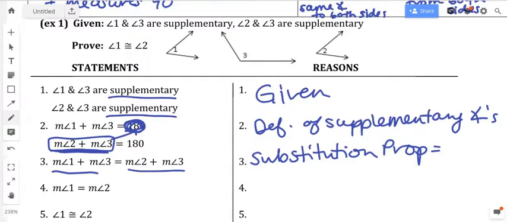Step 4 says measure of angle 1 equals measure of angle 2. So we want to ask ourselves what happened there. How did we get that? If you look at step 3, notice there was the measure of angle 3 on both sides, and now all of a sudden they're gone. So what we did is we subtracted the measure of angle 3 from both sides. Then they canceled, and we were left with measure of angle 1 equals measure of angle 2. So that would be subtraction property of equality.